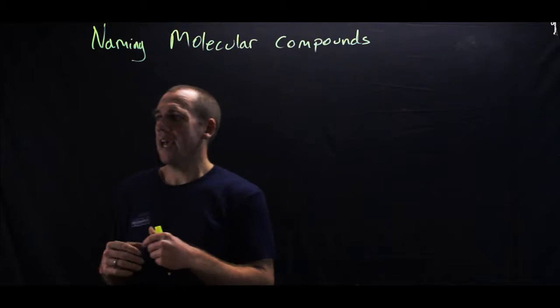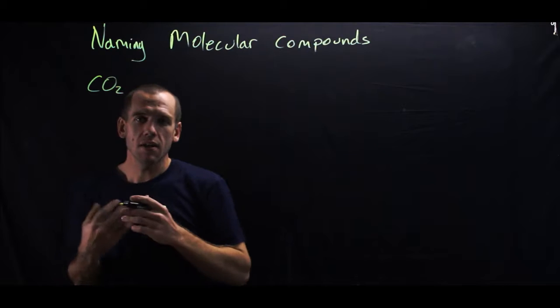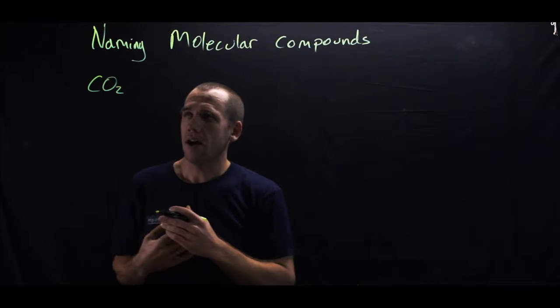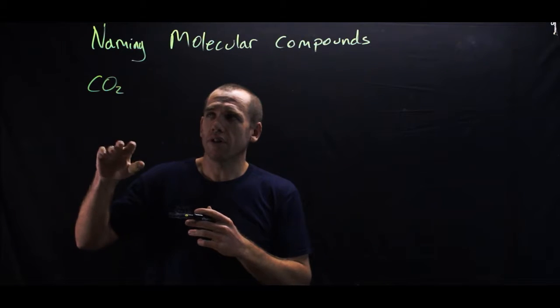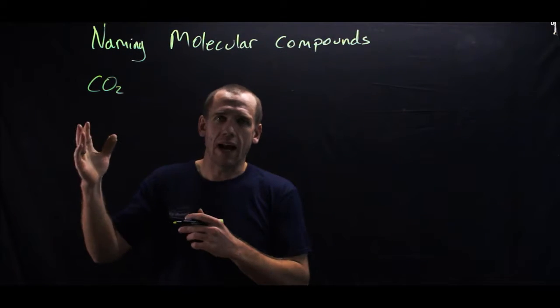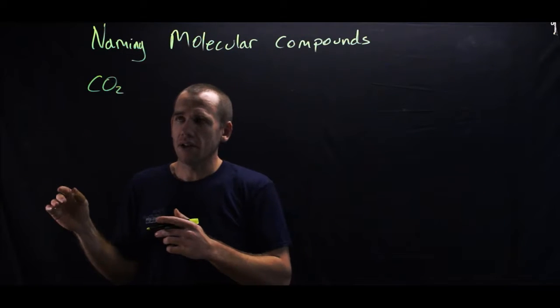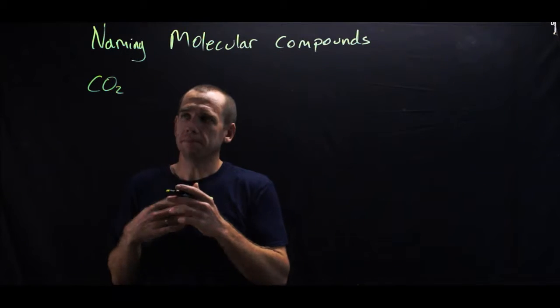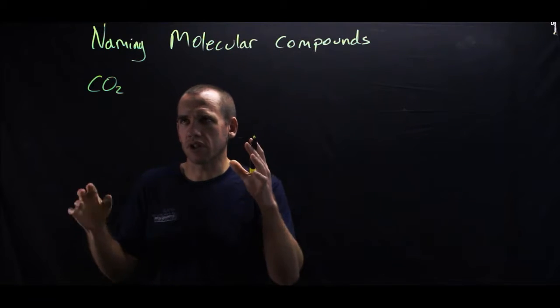So imagine that we have the compound CO2. Now we can come up with the Lewis structure for that, but we want to actually name it. If it was ionic, we would call it carbon oxide, but it's not. It's two different nonmetals bonded together. And it is actually a molecule, which means it's not a crystal structure.